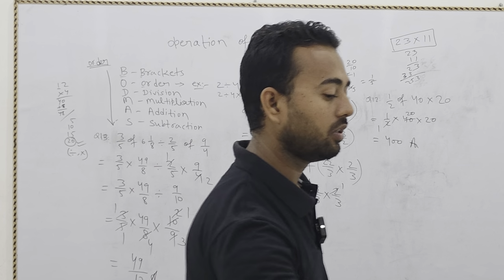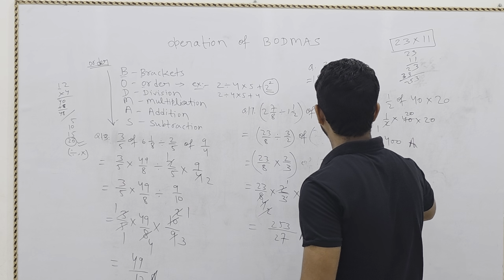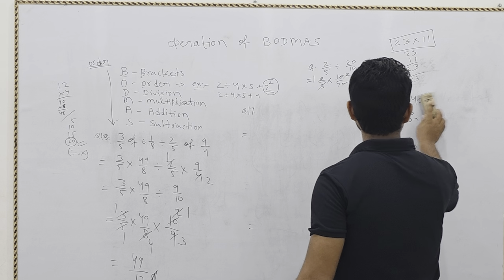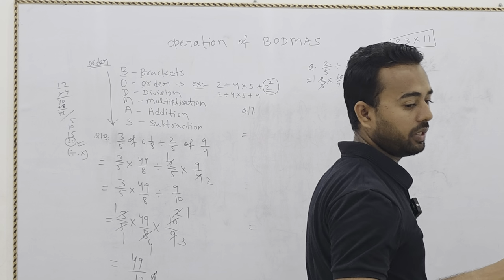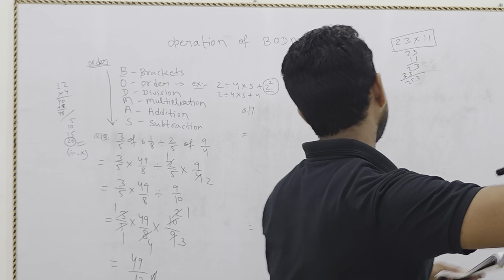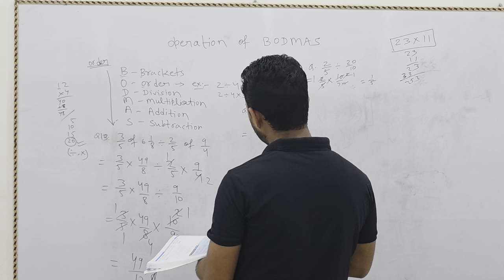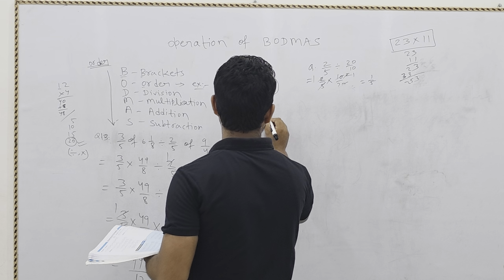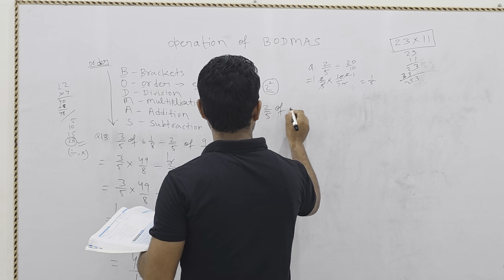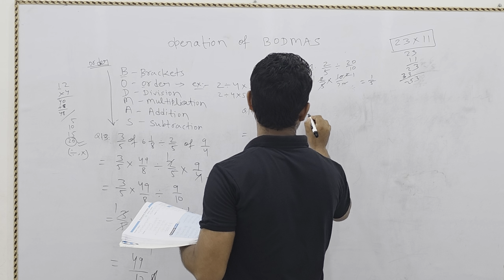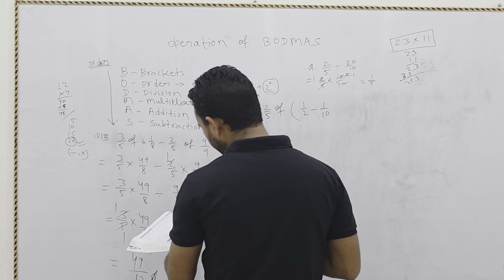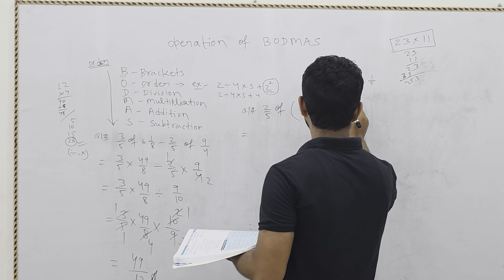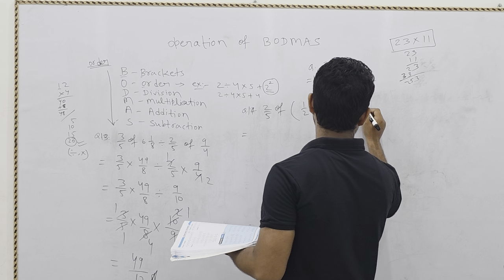Now coming to the next question, that is question number 14. It will be very easy for you to understand after watching this video. So please stay with me so that you will be able to solve this type of question. Now question number 14: 2 by 5 of, under bracket, 1 by 2 minus 1 by 10. I know it will take too much time to watch this video, but it will be very useful for your life.